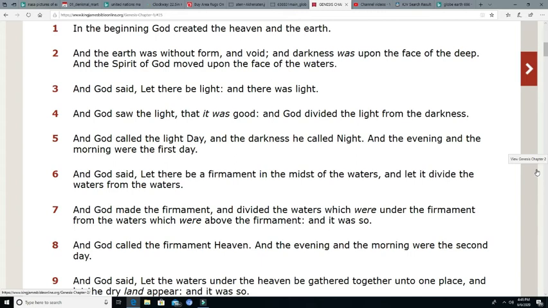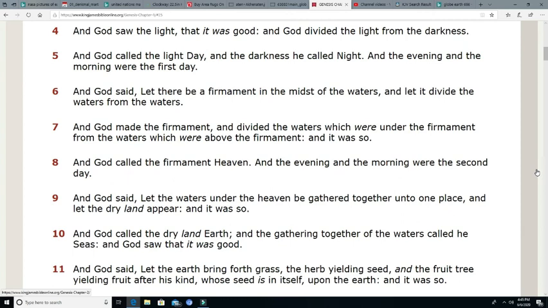Okay? Just like the Egyptians showed the firmament as a woman arched over. Your head is your firmament. That's why it comes out first when you're born. God called the firmament heaven. So the firmament is heaven, and the evening and the morning were the second day. So the firmament was made on the second day.